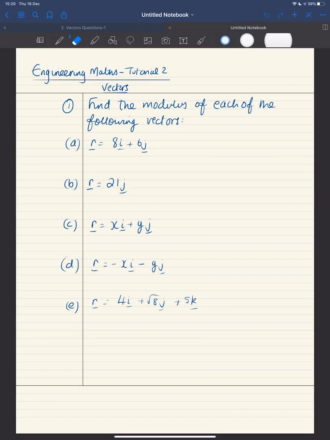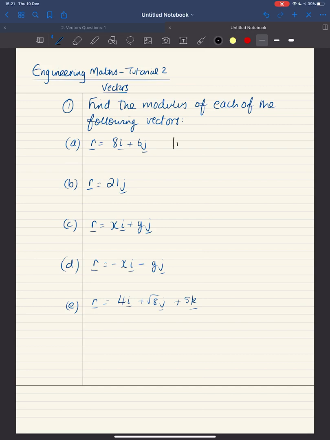Right. So this is the Engineering Maths first year tutorial, the second tutorial sheet called Vectors. Question 1 is find the modulus of each of the following vectors. Okay, so the first one, we've got r is 8i plus 6j.